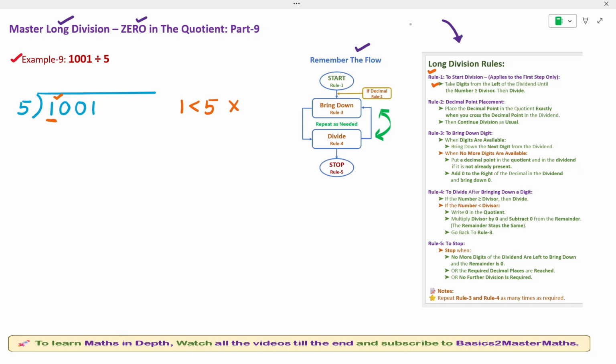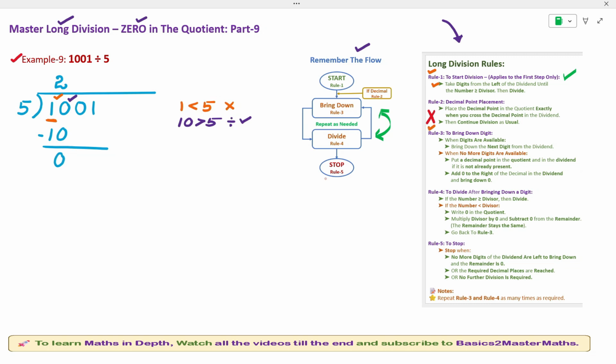So, as per rule 1, consider the next digit also. Now, the number becomes 10, which is greater than the divisor 5. So, divide. 5 twos are 10. So, you will get 0 as the remainder. Now, rule 1 is complete. Observe, rule 2 is not applicable in this case because 1001 is not a decimal.